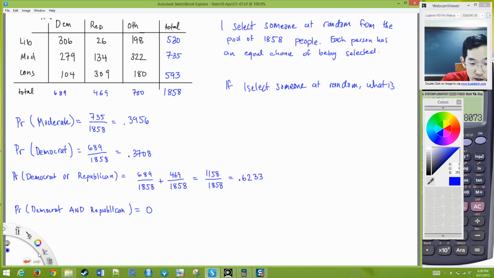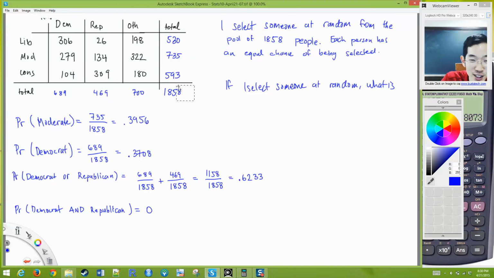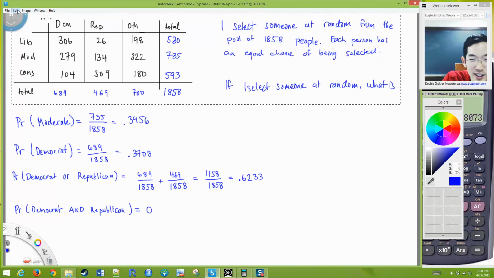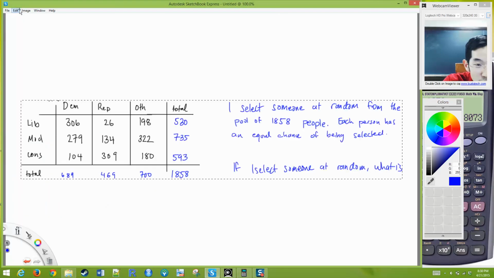I know I said we were going to take a break, but it's still related to this table, so I don't think I've lied to you yet. Actually, I never intend to lie to you guys. Let's see. Do you want to save changes? No. Paste. All right.